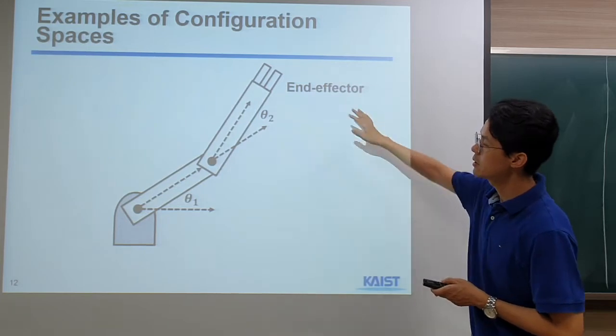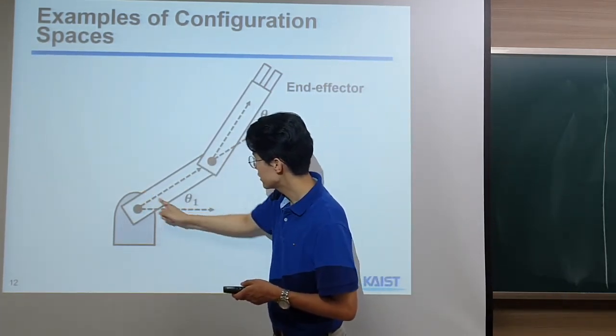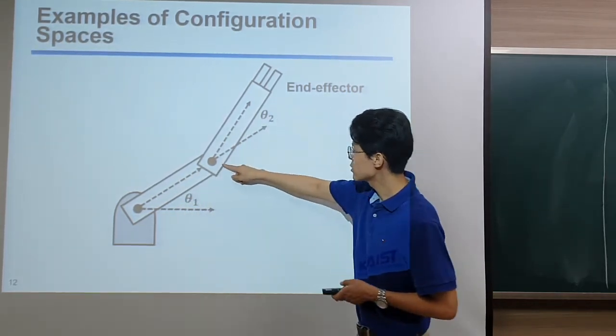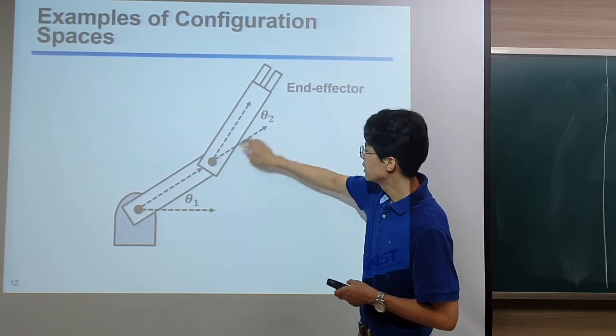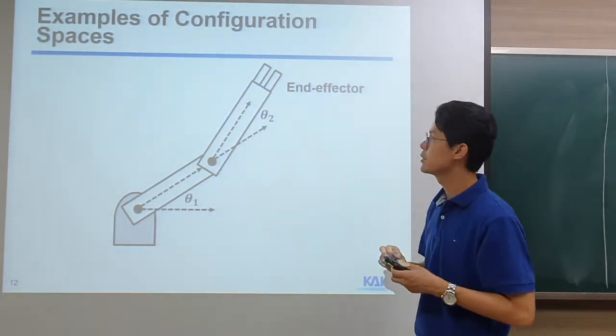For example, this is a manipulator grounded here. We can have one joint here, theta 1. This is the angle of this joint, one parameter. There's another joint, so another angle, theta 2. These theta 1, theta 2 are actually the two parameters, the DOF, of your C space, right?